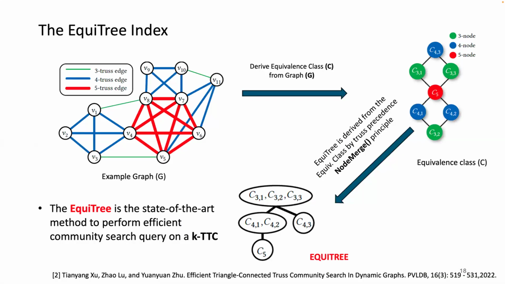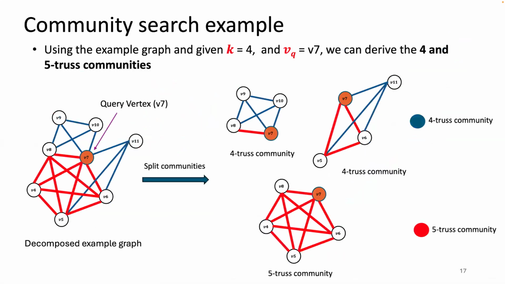Why would you need the equi-tree? Yes, because we have a problem here, right? We have determined the community in the graph, and we want to be able to query the community. In order to do that, we don't want to traverse the entire graph, because it's going to be very, very slow, right?